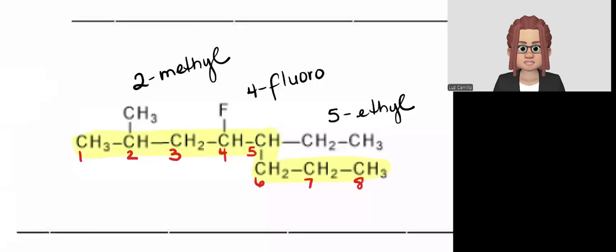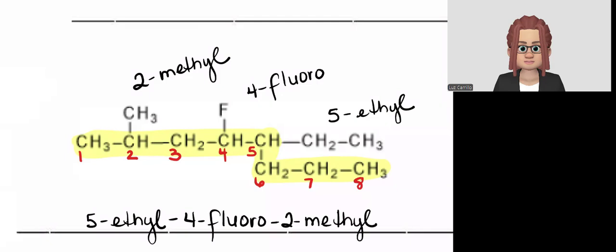So I proceed to write the name of the structure as 5-ethyl, 4-fluoro, 2-methyl, octane. Make sure that you also practice from the worksheet how to go from name to condensed and skeletal formula.